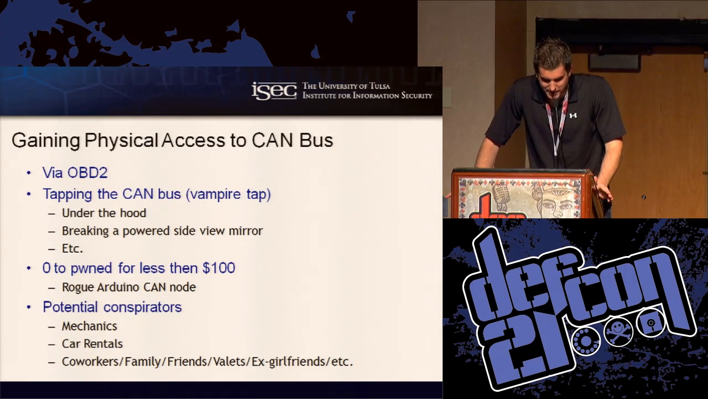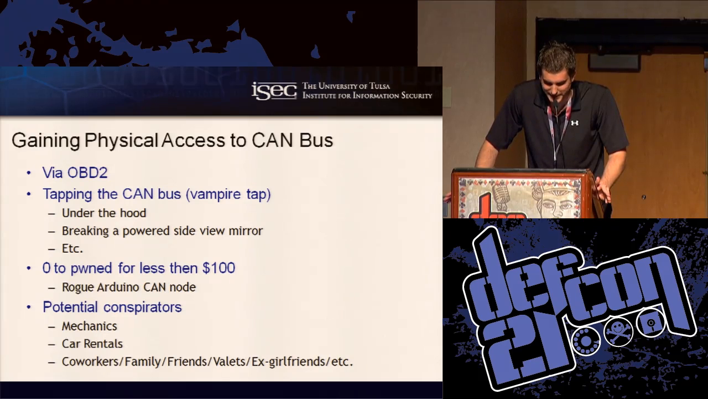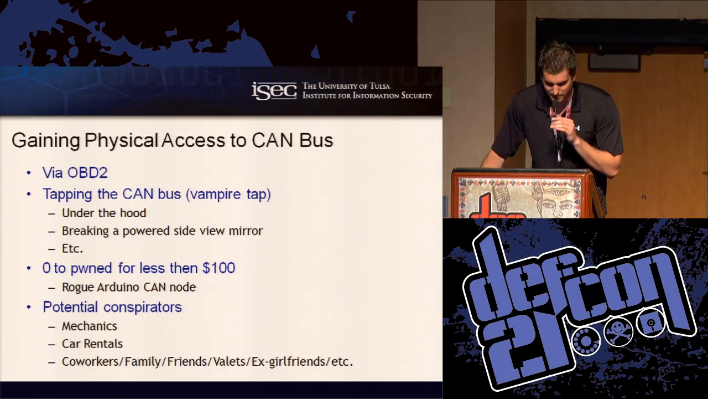So, one might think, okay, if you have physical access to the car anyways, oh well. But there's a bunch of possible scenarios in which potential conspirators like service technicians and mechanics, car rental companies, coworkers, family, friends, ex-girlfriends could have momentary access to your CAN bus or car, and they could attach a rogue ECU, kind of like the one I built here, for less than $100. So that's kind of a problem. And they could attach it to the OBD2 port underneath the steering wheel, or tap the CAN bus via vampire tap style, either under the hood or by some other means.